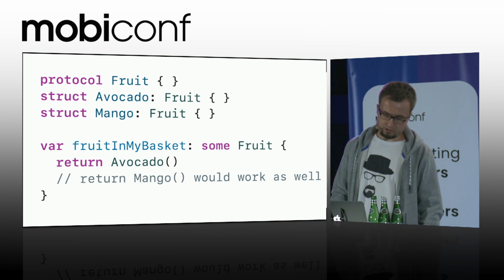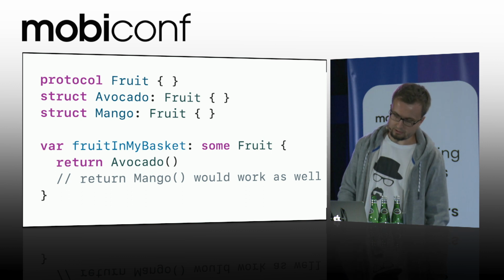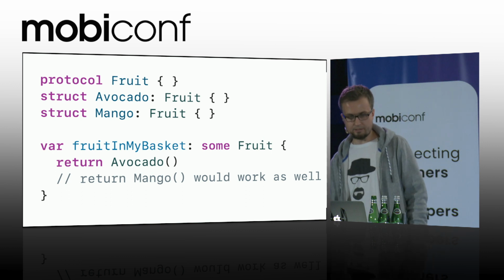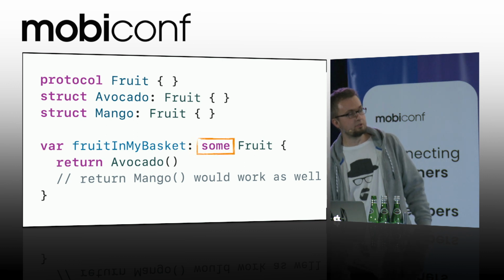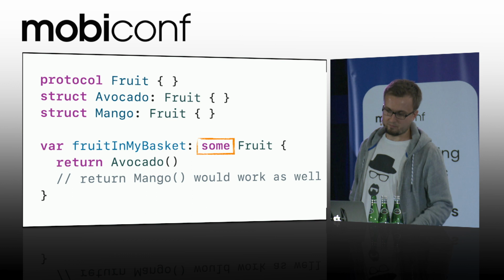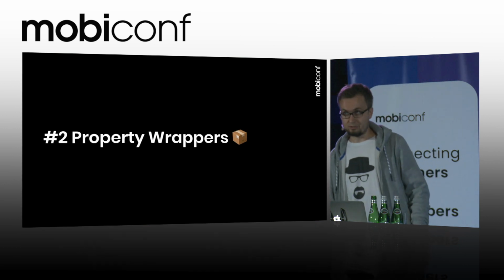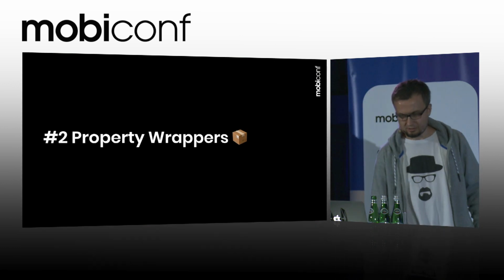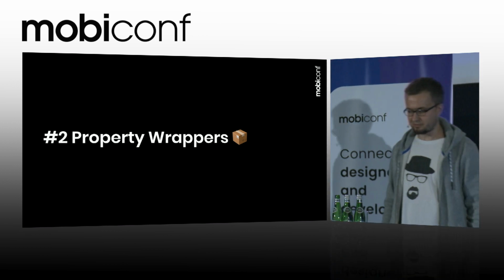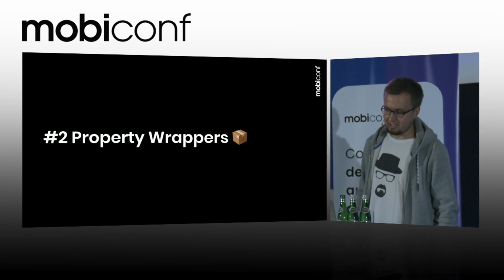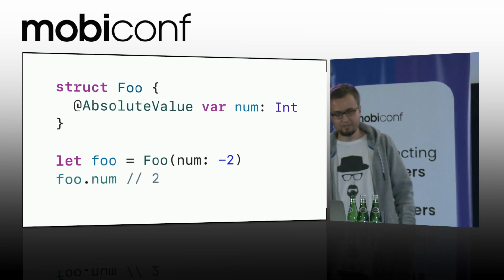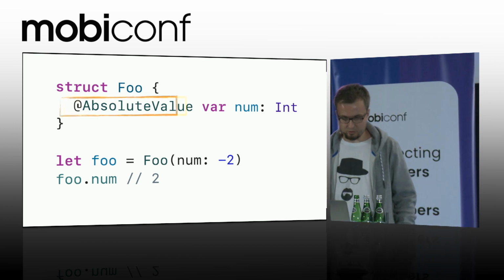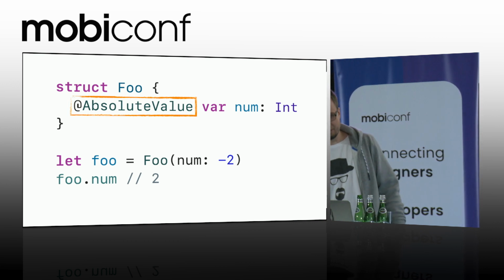We can see that we can either return avocado or mango, and this should work. And all that magic is guaranteed to us by this fantastic some keyword. Secondly, property wrappers. Well, what are those? They wrap properties. Oh, thank you, Captain Obvious, but you're not here. I'll provide an example. Here I have a structure called Foo, and a property wrapper, absolute value, that I implemented myself.